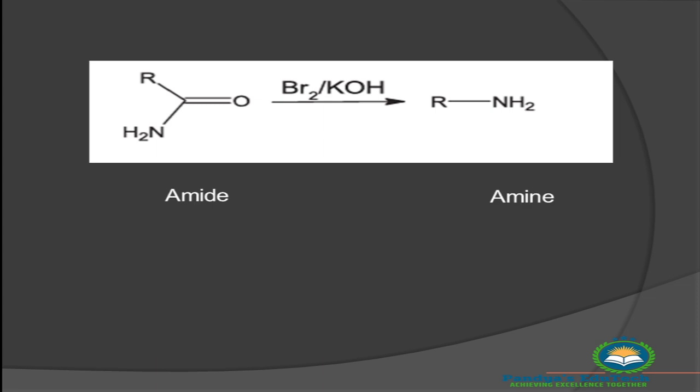As you can see, when an amide is reacted with Br2/KOH, that is bromine in aqueous or ethanolic sodium hydroxide or potassium hydroxide solution, it will form an amine. The carbon double bond O is removed in this process. That's why one carbon atom is less in the product. It can also be asked as an MCQ in boards.